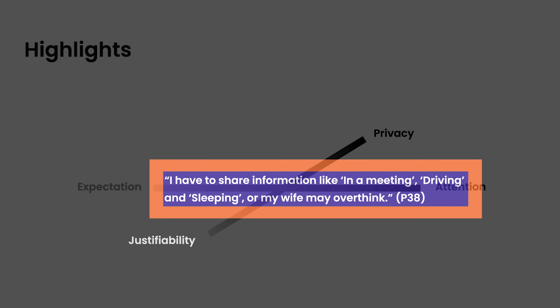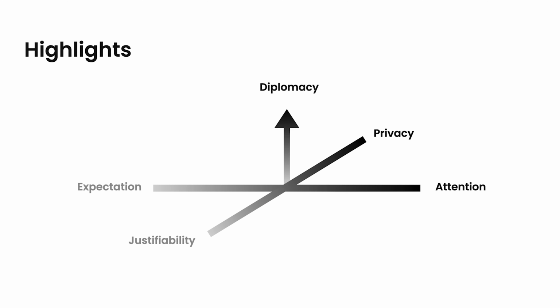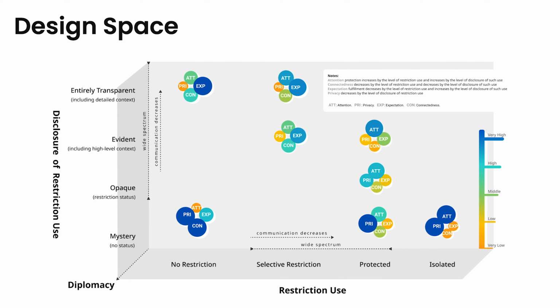Finally, we found that on top of these two tensions was how diplomatic people want to be when they disclose their use of restrictions. This described a need for being socially connected. They wanted to disclose their restriction in a polite way so that people wouldn't think that they were unapproachable and hard to reach. Based on our findings, we propose a number of design implications.